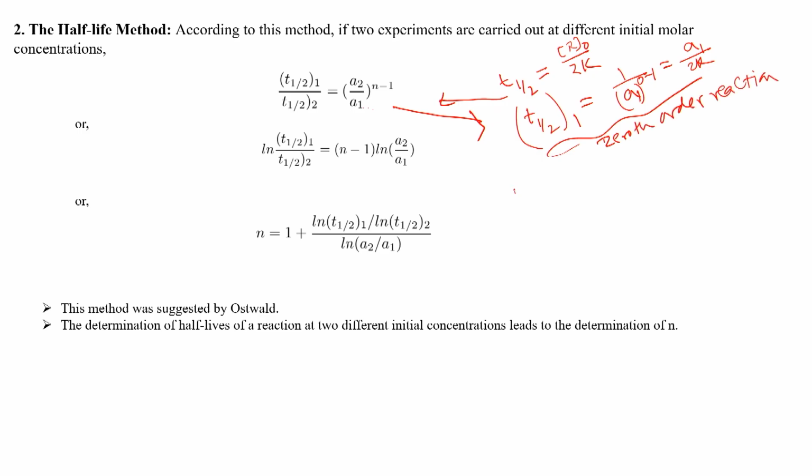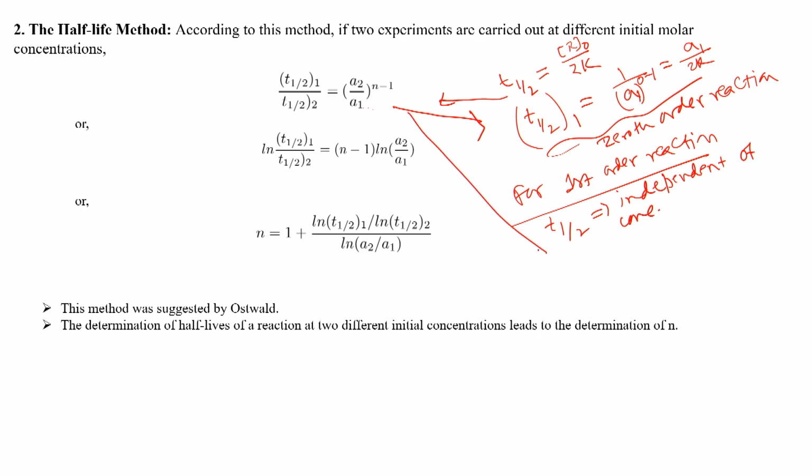And for first order reaction, t half is independent of concentration, right? We have just seen. So here also, if you see from this expression, if we put n equals 1, you can see that t half is basically a constant term. So this expression again is valid for all these 3 different orders of the reaction we consider.